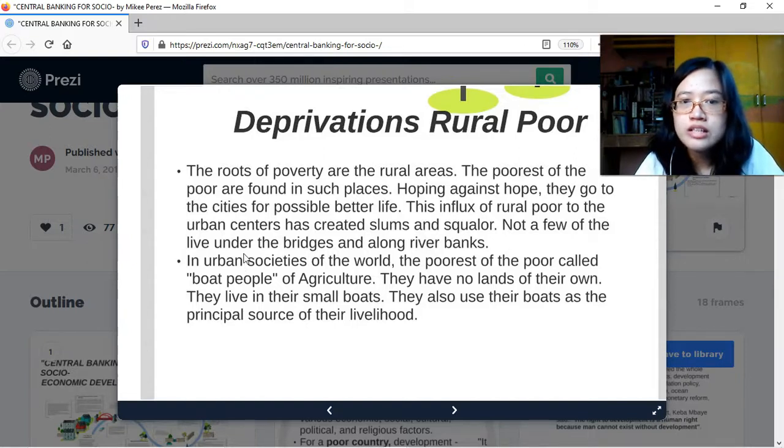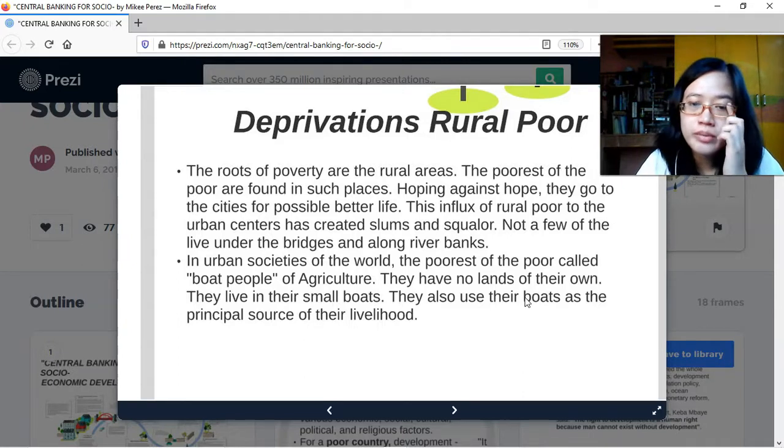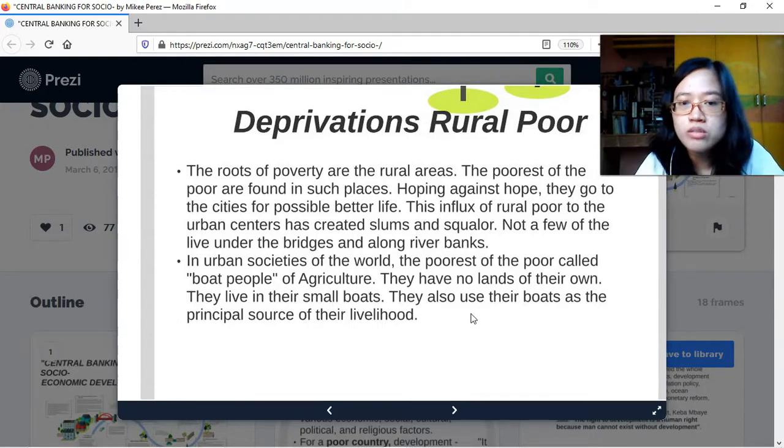of them live under the bridges and along riverbanks. In urban societies of the world, the poorest of the poor, called both people of agriculture, they have no lands of their own, nomads. They live in their small boats. They also use their boats as the principal source of their livelihood. I think this is in a particular country. I forgot. But I believe it's an Asian country. Okay.